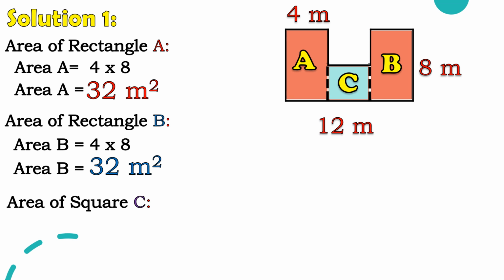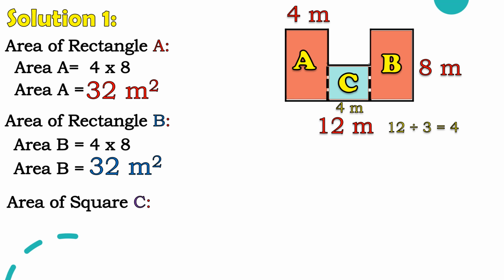Kung inyong mapapansin, ang figure C ay hindi siya rectangle, but it is a square. So, iba ang gagamitin natin. Hindi siya length times width. So, side times side lang siya. Ang nakalagay sa ilalim ay 12 meter. So, ano ang gagawin natin? Since nahati siya sa tatlo, hahatiin din natin ang 12 sa tatlo. Ilan ang hati ng 12 or 12 divided by 3? Equals to 4. So, therefore, ang measurement ng isang side ng square C ay 4 meters.